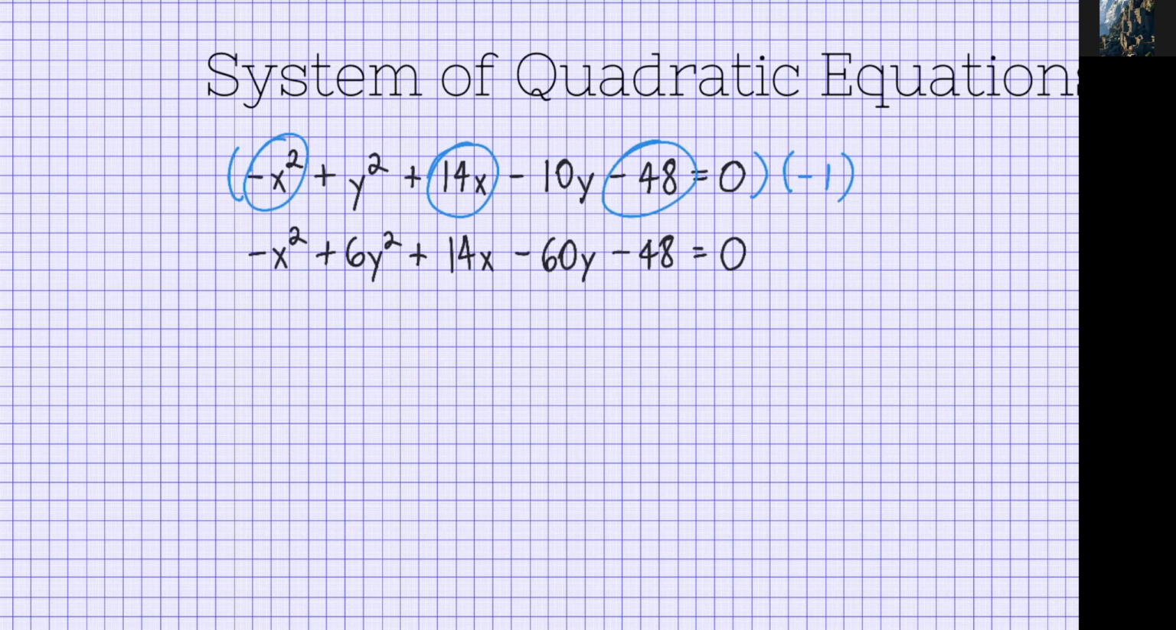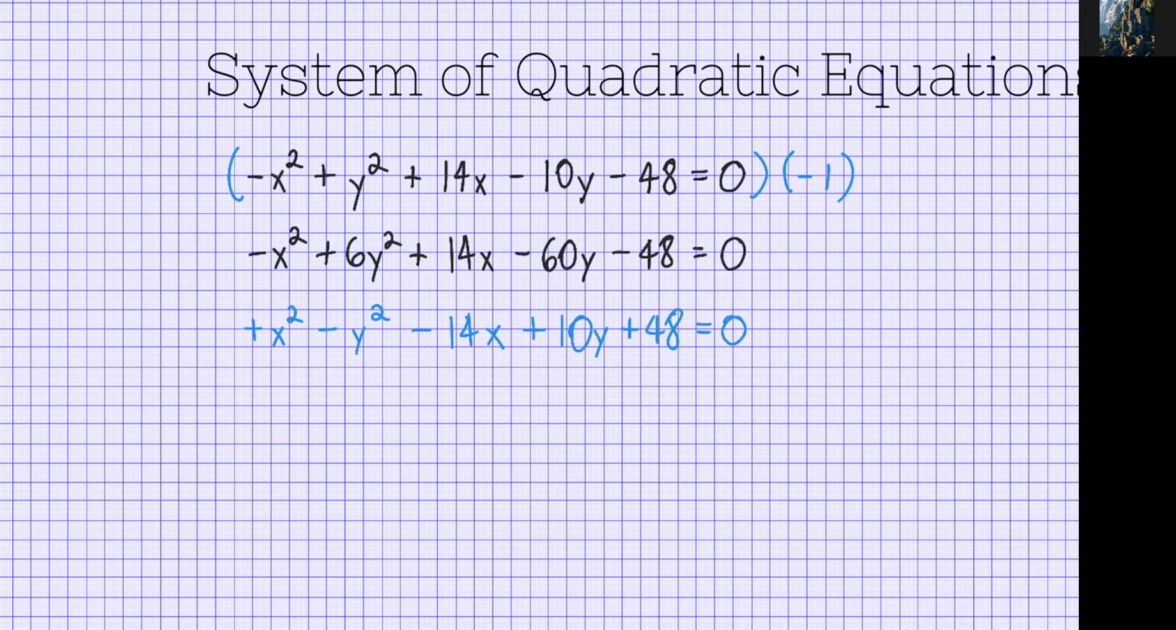And we will end up with an equation only with the y variables, and it'll be very easy to solve. So let's begin from there. We will have positive x squared minus y squared minus 14x plus 10y plus 48, and this equals 0.